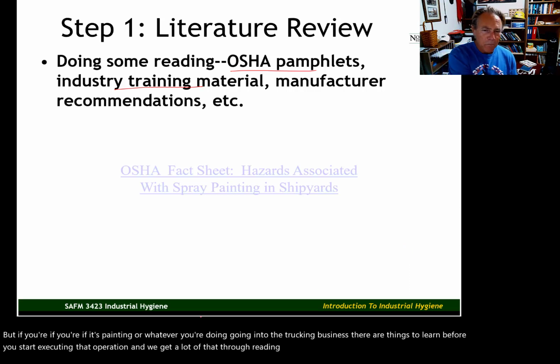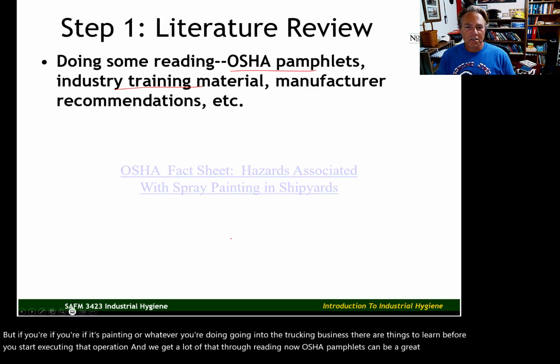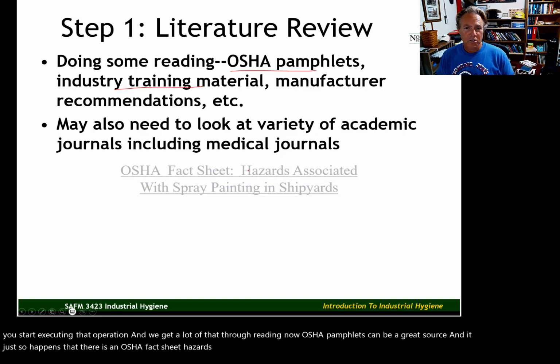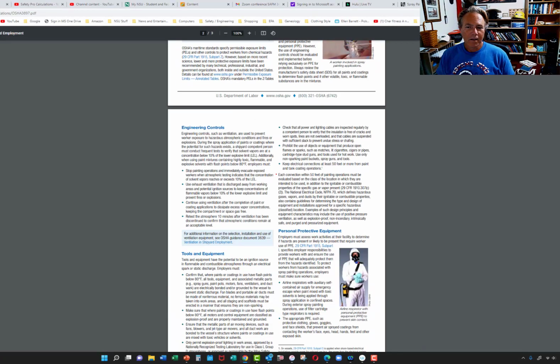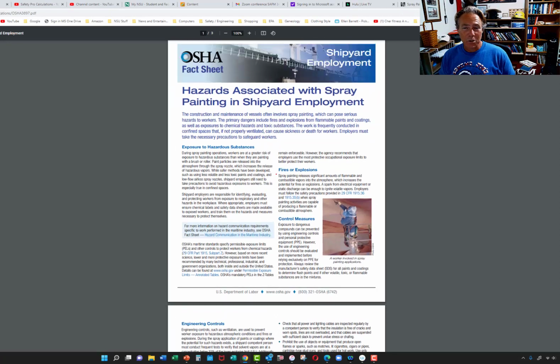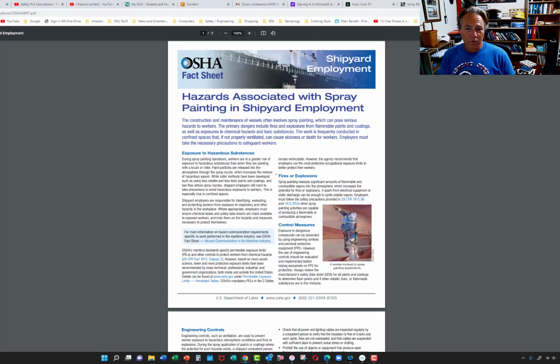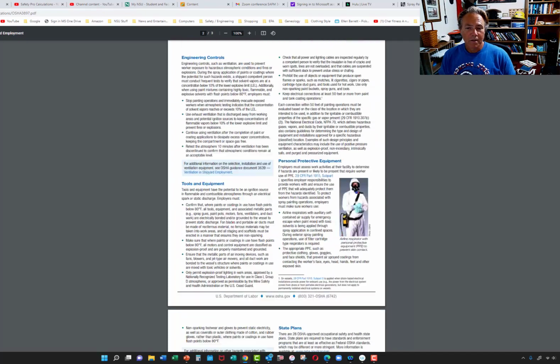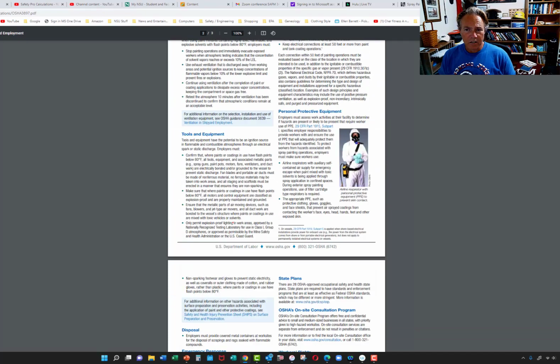Now, OSHA pamphlets can be a great source, and it just so happens that there is an OSHA fact sheet, hazards associated with spray painting in shipyards. Pull that up here. It's not a lot, but it gives you a good head start if you are dealing with this kind of work operation. It talks about exposure to hazardous substances, fires or explosions. Paints are flammable. Most paints are flammable, and that has to be taken into consideration.